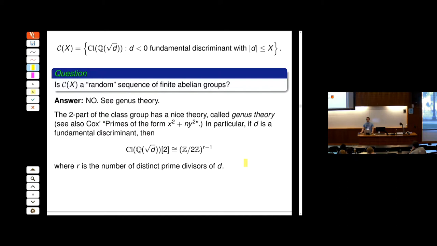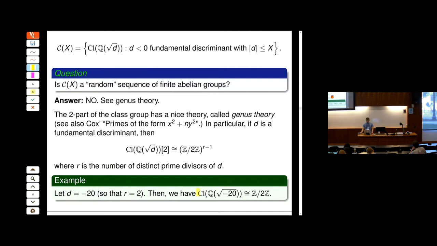So for instance, we know that the class group of the square root of minus 20, the square root of minus 5, is Z mod 2. The fact that it's exactly Z mod 2 does not come from genus theory, but the two part, the Z mod 2 part, does, because here there are two divisors, 2 and 5. So R is 2, 2 minus 1 is 1, so we expect the two part to be Z mod 2.